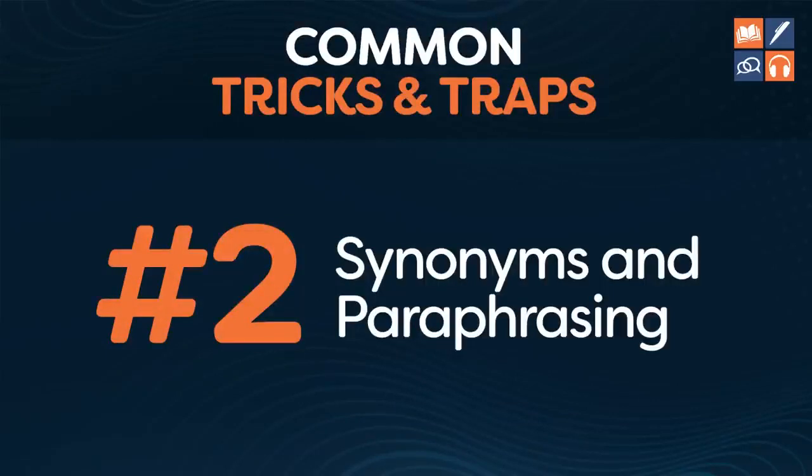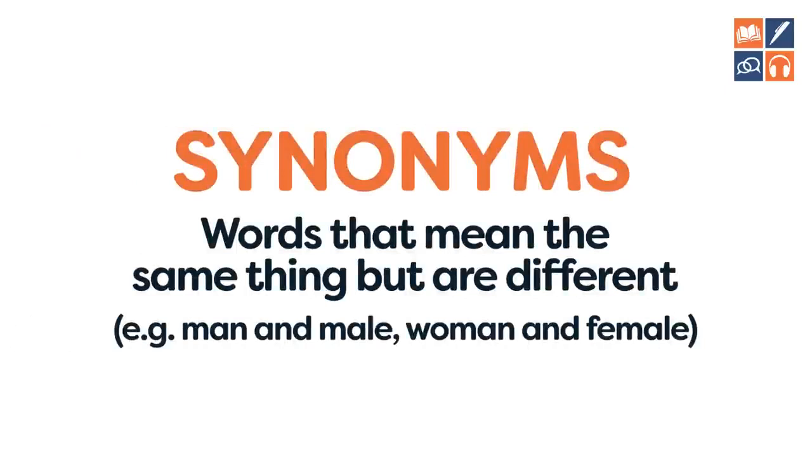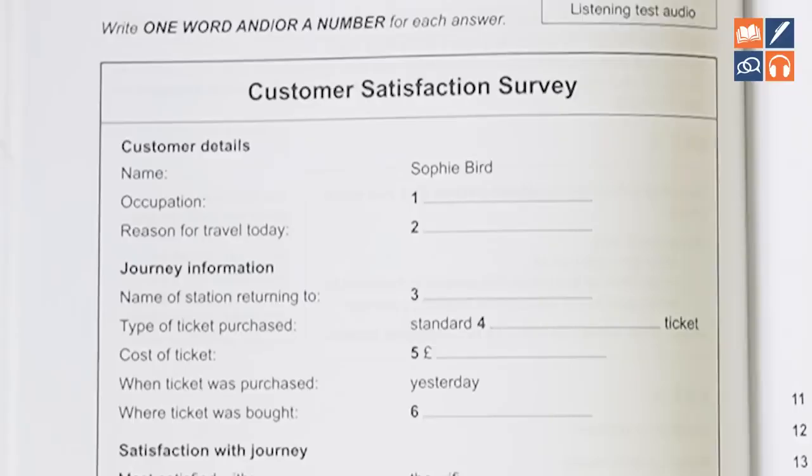What happens is you are looking at the question, you see a word or phrase in the question, and you are listening out for that exact phrase. Sometimes it will be that exact phrase or word, but sometimes it will be a paraphrase or a synonym. Synonyms are just words that mean the same thing but are different. For example, man, male, woman, female mean exactly the same thing, even in 2023, and they are synonyms of each other.